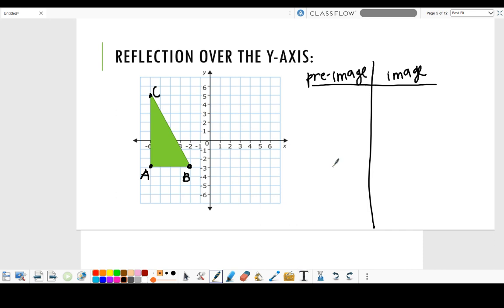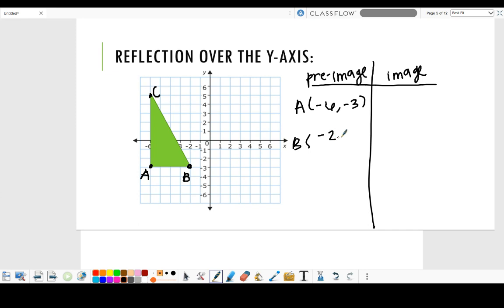All right, thank you guys for coming back. And so this time we are reflecting over the y-axis. So let's start by getting those pre-image or those original points. So A is at -6 and -3. Remember, you do the x-axis first and then the y. I see people mess up on that all the time.